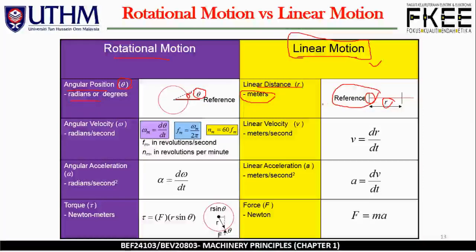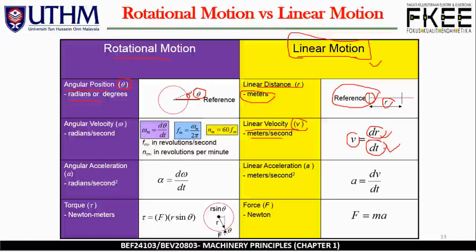Next, the velocity. Linear velocity: once we have the linear distance with respect to time, what happens if this displacement changes with respect to time? We have the linear velocity, v. The unit is meters per second. We can derive from there that v is equal to dr over dt, the change of distance over time.